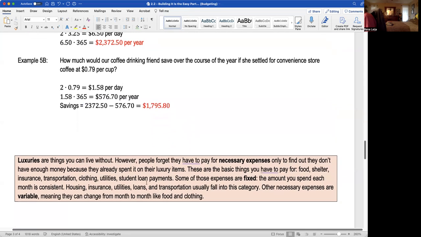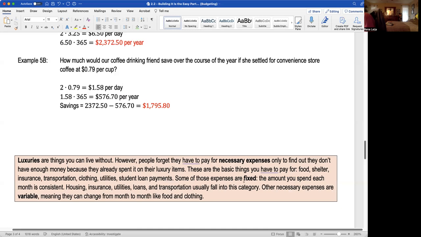Okay. All right. Now we're going to get into budgeting. Luxuries are things you can live without. However, people forget they have to pay for necessary expenses only to find out they don't have enough money because they already spent it on their luxury items. These are the basic things that you have to pay for. So, necessary expenses are talking about the things you have to pay for: food, shelter, insurance, transportation, clothing, utilities, student loan payments, and so on.